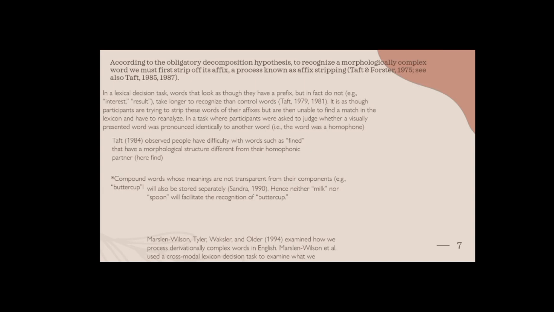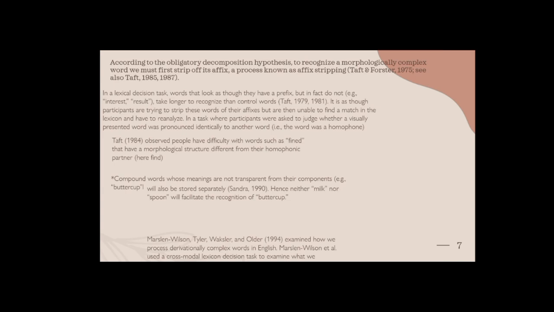In a task where participants were asked to judge whether a visually presented word was pronounced identically to another word, for example, whether the word was a homophone, Taft, 1984, observed that people have difficulty with words such as fine that have a morphological structure different from their homophonic partner, fined. Compound words whose meanings are not transparent from their components, for example, buttercup, will also be stored separately, Sandra, 1990. Hence neither milk nor spoon will facilitate the recognition of buttercup.